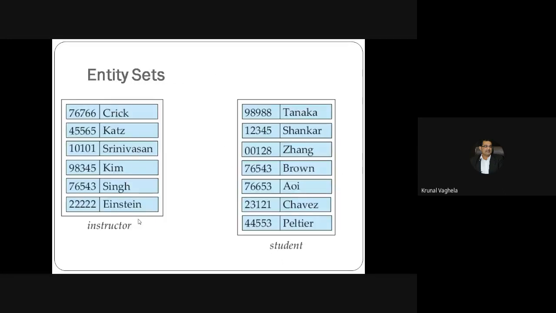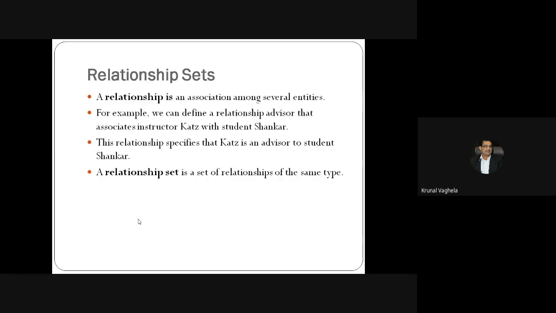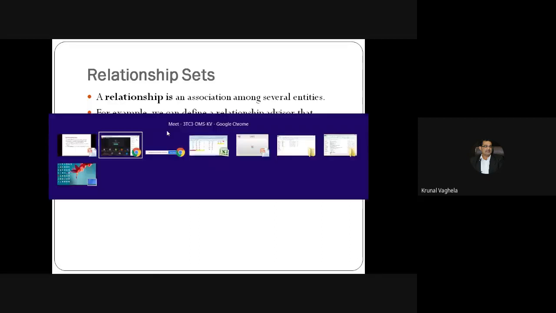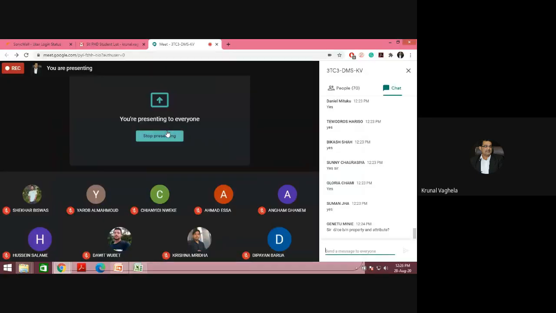So we'll stop up to these entity sets. In the next lecture, we'll start with relationship set. So when you come to the next lecture, you should come prepared with all these things: what is entity set, what is relationship set, and all. Up till now, any doubt? Any query?